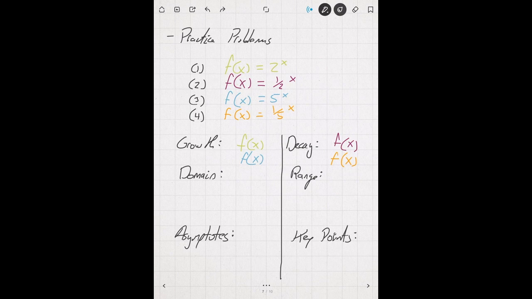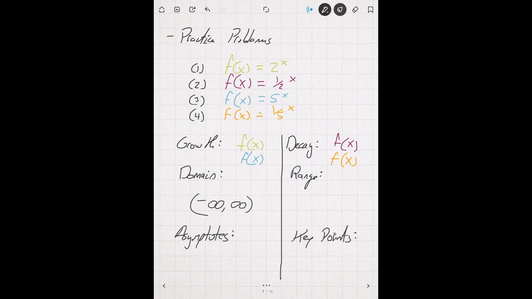Now, what is the domain of these graphs, and what is the range of them? Well, you can ask yourself, domain, are there any numbers you can't plug in for x? No, I can plug in any number I want. I can plug in negative numbers for x. I can plug in positive numbers. I could plug in 0. I could plug in fractions or whole numbers. It's all good. So the domain for all 4 of these graphs is negative infinity to infinity.